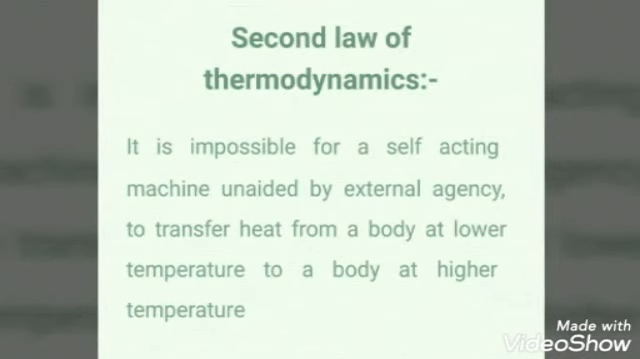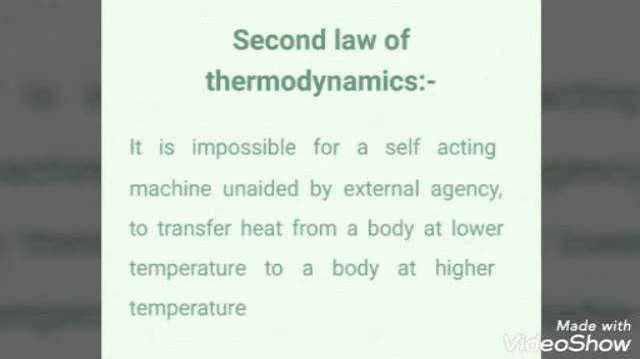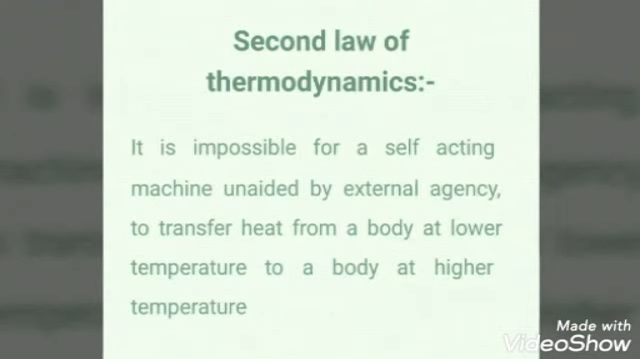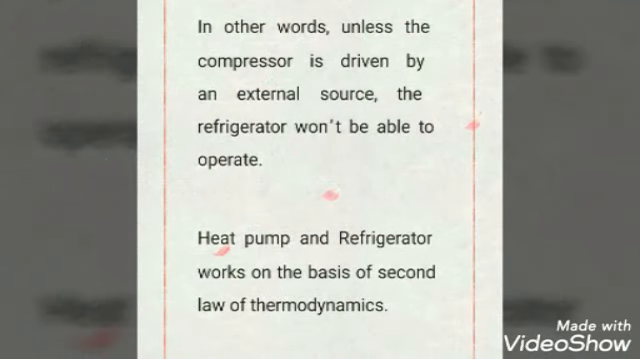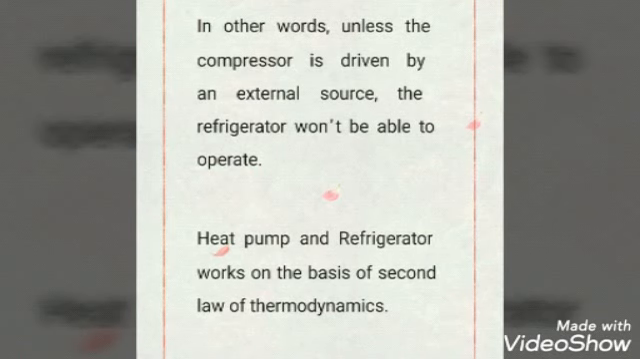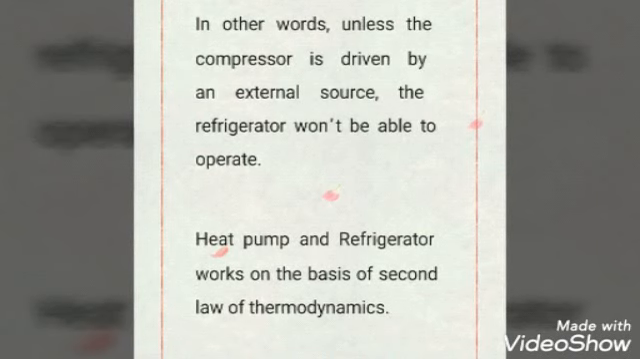Since the first law of thermodynamics fails in certain areas, there is a necessity for the second law of thermodynamics. What is the definition? It is impossible for a self-acting machine, unaided by external agency, to transfer heat from a body at lower temperature to a body at higher temperature. This is the essence of Kelvin's and Clausius' statements. So we cannot transfer heat from a body at lower temperature to a body at higher temperature without any help. To transfer from lower to higher, we need help. That help is called external agency.